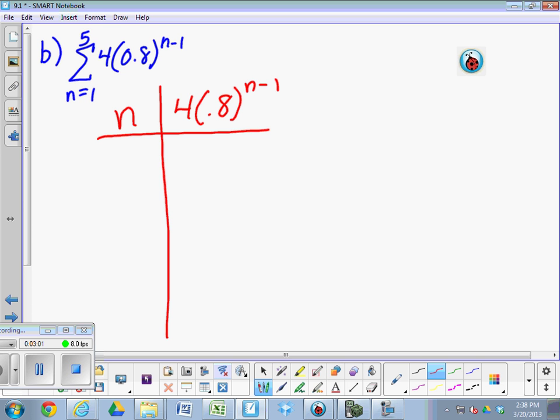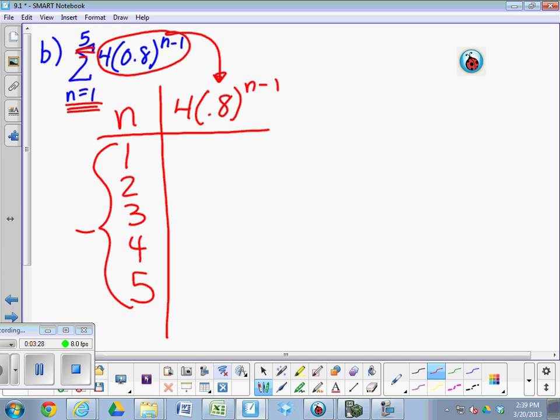All I'm going to do is make a column for n and a column for the formula from the sigma. I just put this here. The n values are going to come from what I see here and here. They tell me to start with what? And proceed until I get to what? So these numbers come from the sigma on the left side.